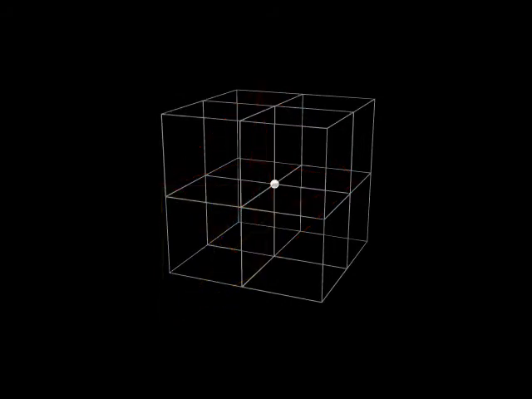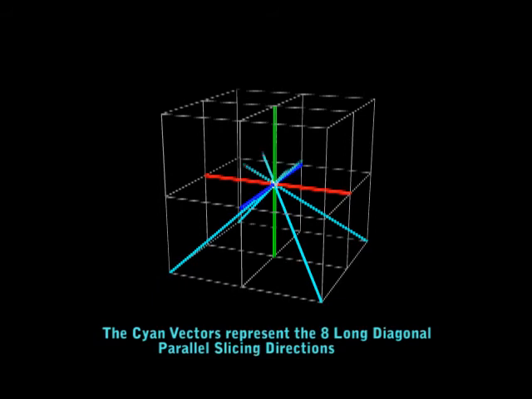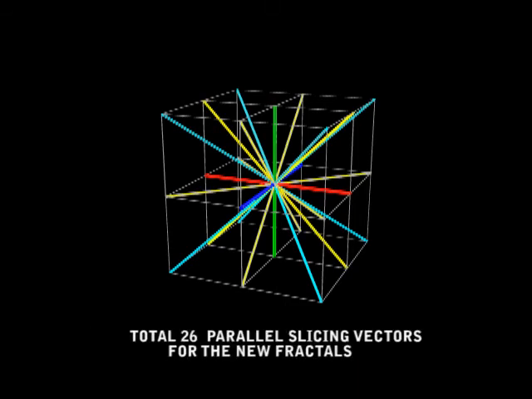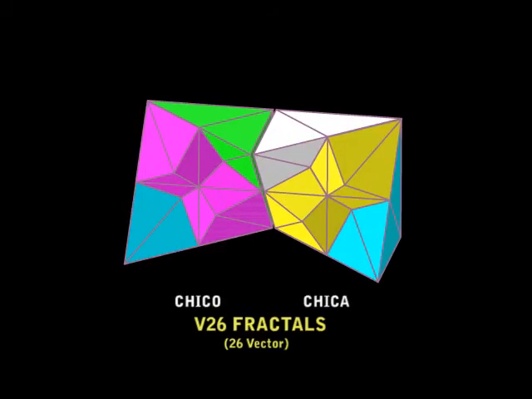Okay, let's start with the red vector, showing the slicing for the x-axis. We have a green axis and we have a blue axis. This gives us 6 slicing directions. We have 4 cyan diagonals on the bottom, and we have 4 cyan diagonals on the top. These are long diagonals. Finally, we have 12 short diagonals. These are the yellow ones. So altogether we have 26 slicing directions. So I think we'll call these new fractals vector 26, V26 fractals.